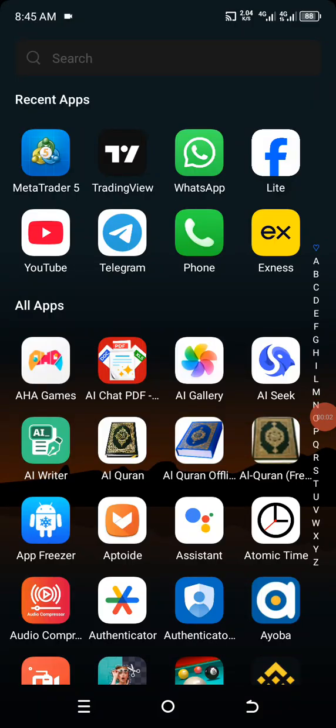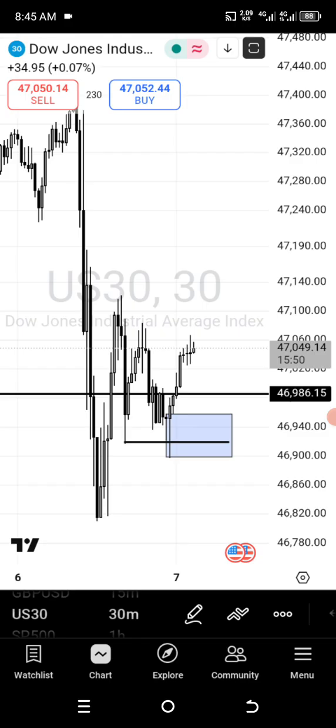Today we are going to be doing a daily market outlook of gold, silver, DXY, EURUSD, GBPUSD, US30 and SP500. I want us to look at these assets today and know how they are doing.